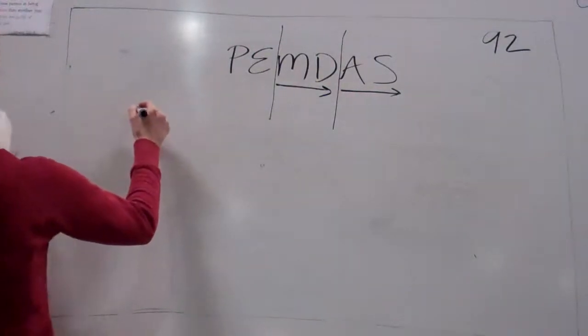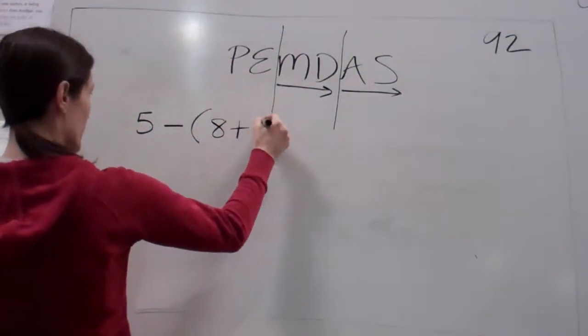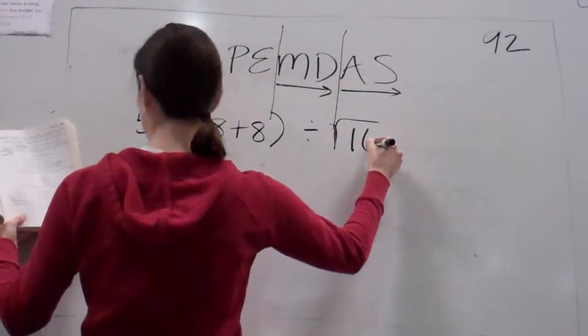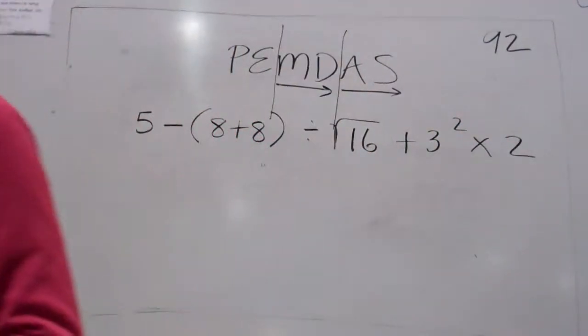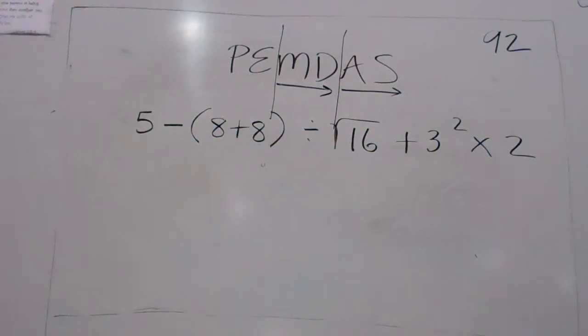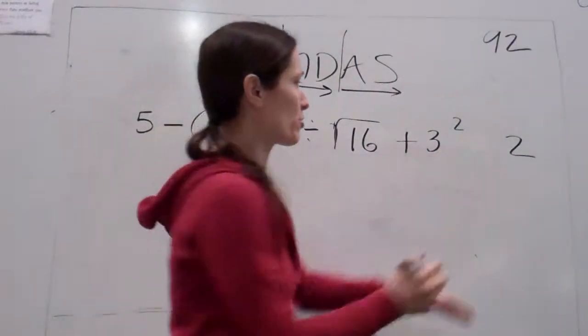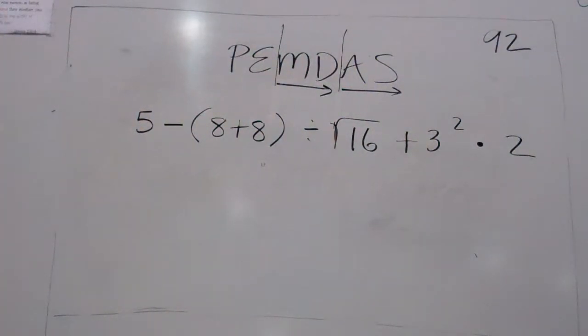Okay, don't freak out. 5 minus 8 plus 8 divided by square root of 16 plus 3 squared times 2. Woo! Can you give me a problem like that except it had square roots in it and I could do it? Good job. Okay, so here's my problem. I'm going to make this a times right here instead of the X, just because I think it looks better. That totally flips everybody out, doesn't it? What in the world am I going to do?